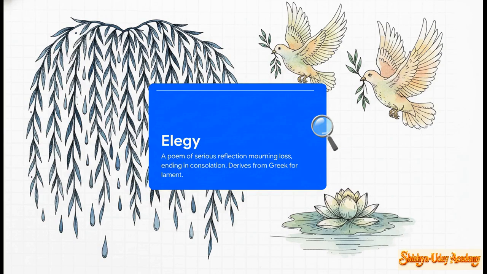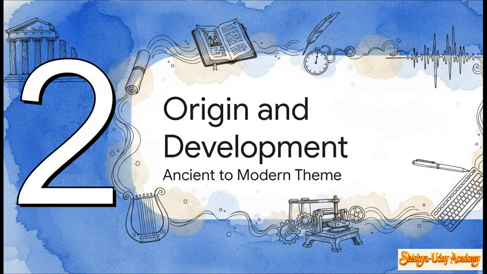And if we look at the etymology, it actually derives from the ancient Greek word for lament. So it starts in heavy grief, but it doesn't stay there. That thematic arc is absolutely vital for you to recognize. Moving right along to section 2, origin and development, from ancient mistress to modern theme.